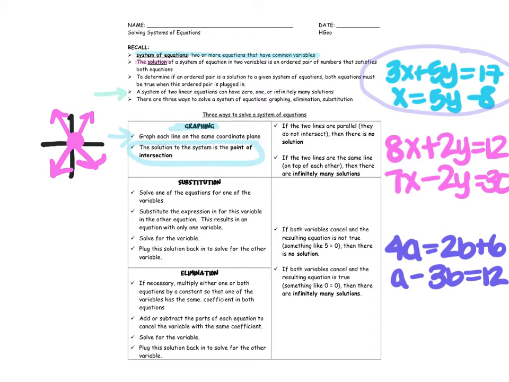If two lines are parallel, meaning they never intersect, that system of equations has no solution. And if the two lines are the same line when graphed, so one line looks like that and the other line is the same line, there are infinitely many solutions to that system of equations. Every point on this line is a solution to the system.